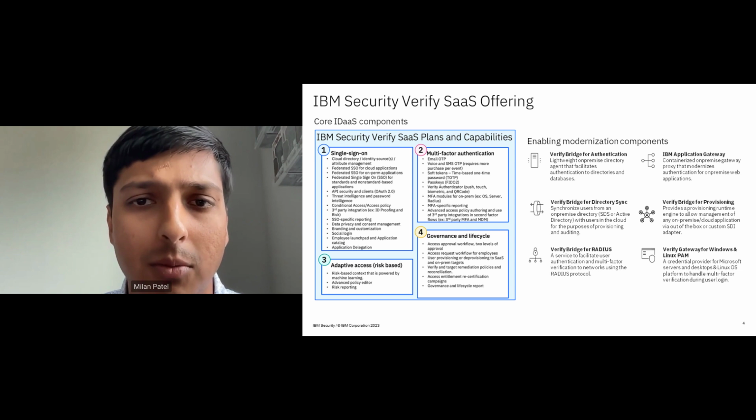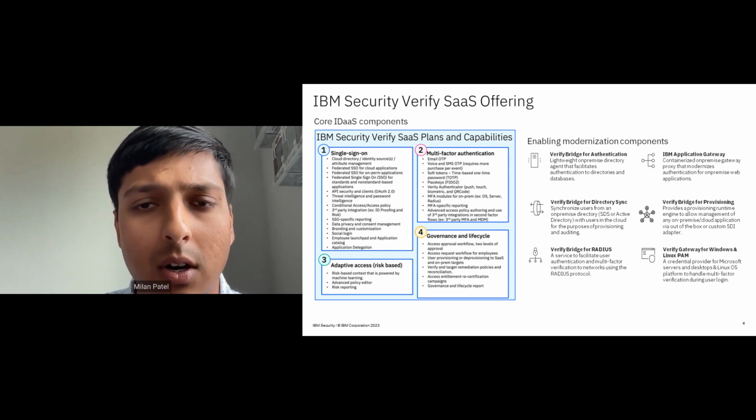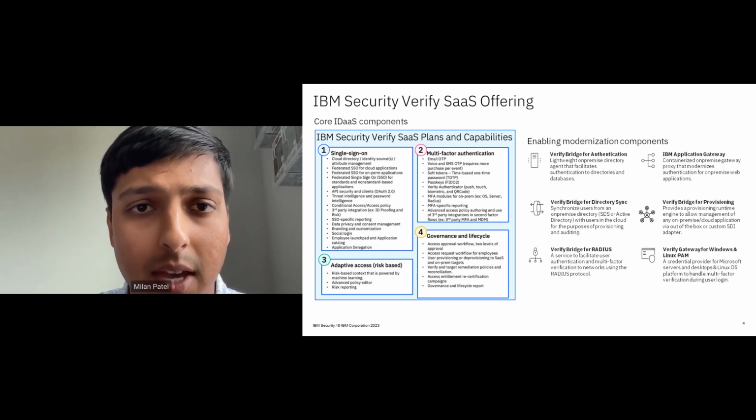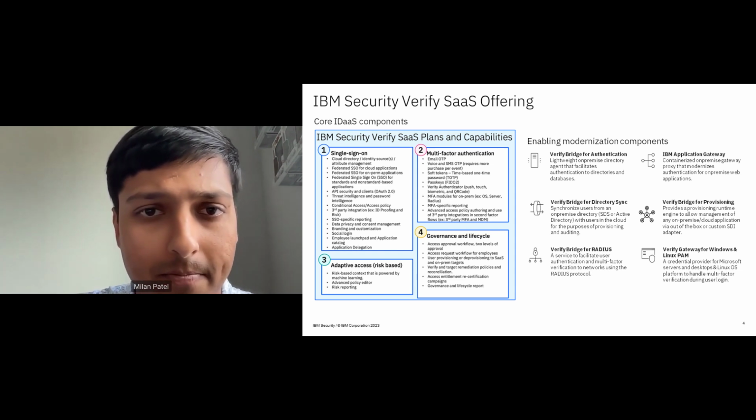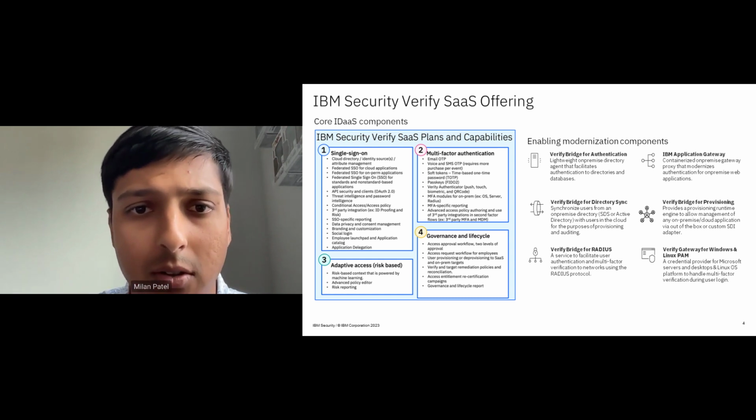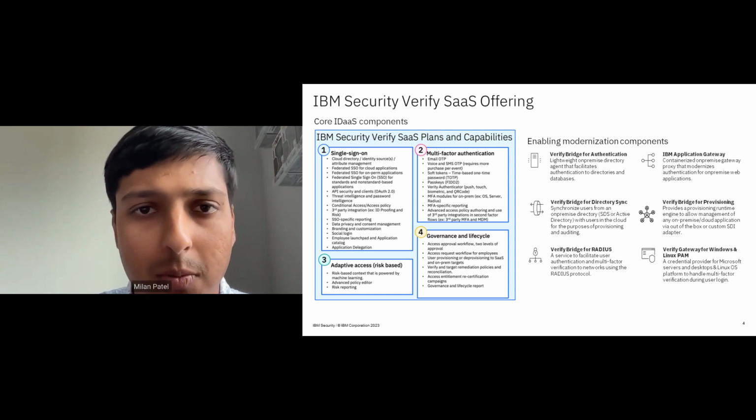You'll see a demo of this from Colton in terms of what is Verify SaaS, but it'll be in the context of ID proofing. But this is just to give an overview of the breadth of the capabilities that Verify SaaS offers. Single sign-on, multi-factor, risk-based authentication, and governance and lifecycle management are the 4 core subscriptions with the corresponding capabilities and features that it delivers end-to-end.